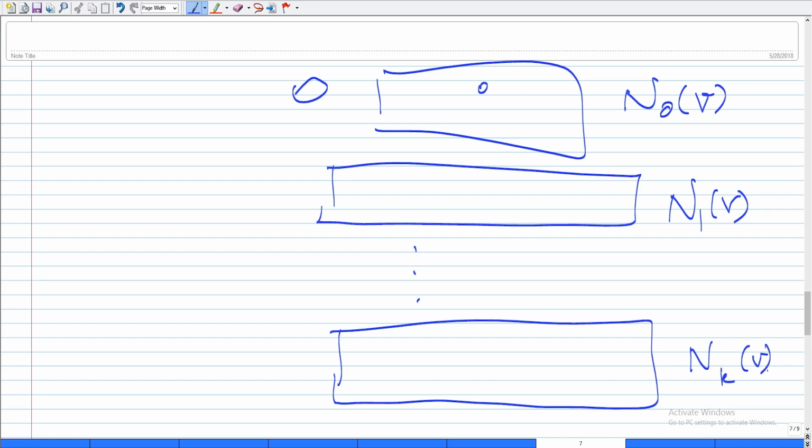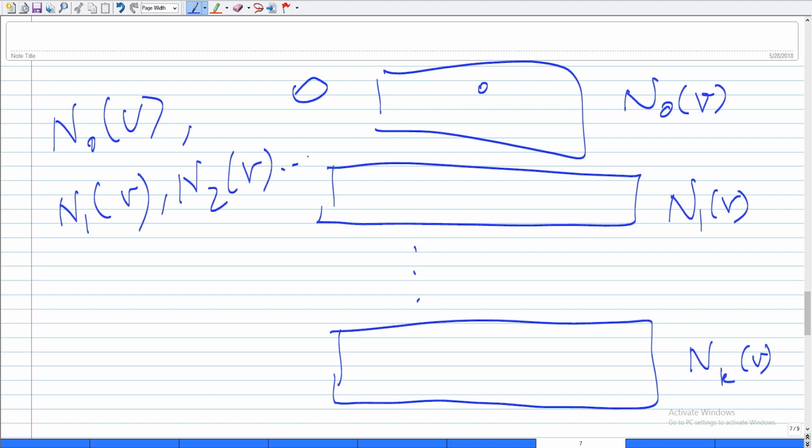So, now from here you can start looking at giving an ordering in such a way that you choose n0 of v, followed by n1 of v in any order. Within the level it does not matter which order we give. So, you can give in any order n1 of v, n2 of v and so on. This eliminates the possibility of having the very worst case.